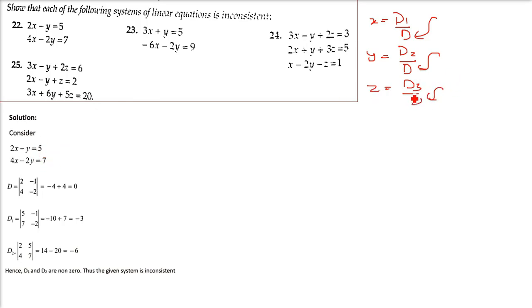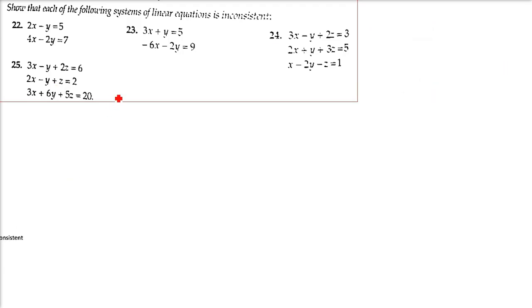What happens if the value in the denominator is 0? If I tell you that you divide something by 0, you'll say, how can I divide anything by 0? That means it is inconsistent. That means it is not defined, it is undefined. So whenever you have a 0 in the denominator, but D1, D2, D3 are not equal to 0, so D has to be 0, but D1, D2, D3 are not 0, then we say that the linear equation is inconsistent.